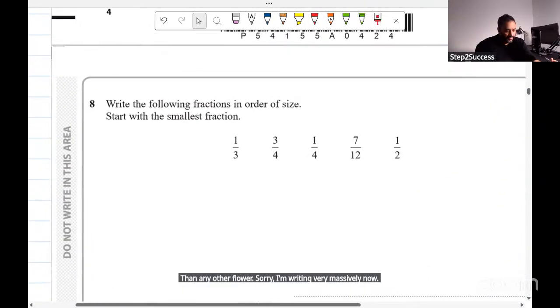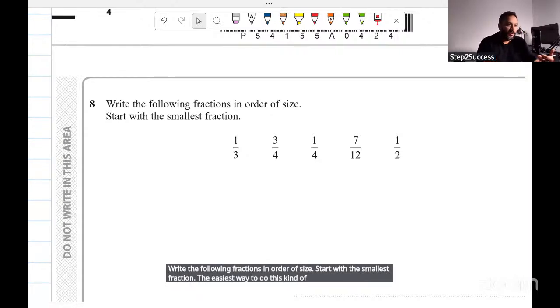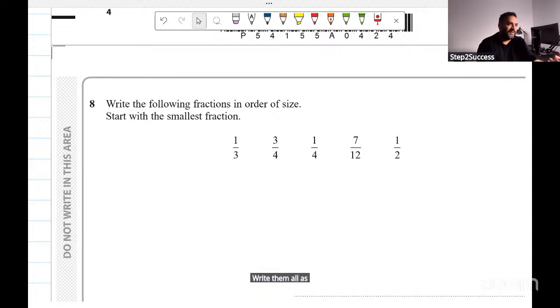Right, put the following fractions in order of size, starting with the smallest fraction. The easiest way to do this kind of question is to make sure your denominators are the same. That way it's easier to compare. Now I look at these denominators, 3, 4, 12, and 2, and realize that I can write them all as 12 because they are all factors of 12.